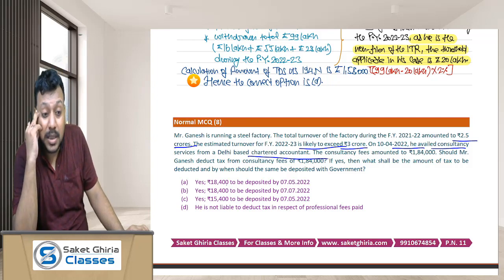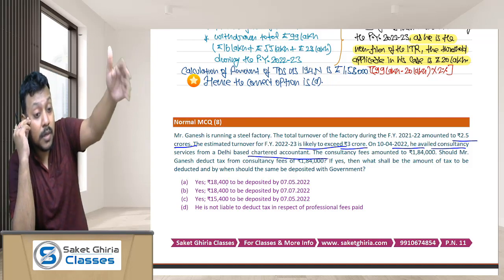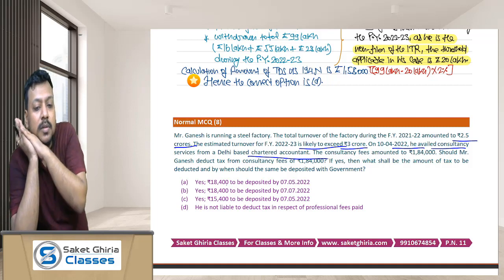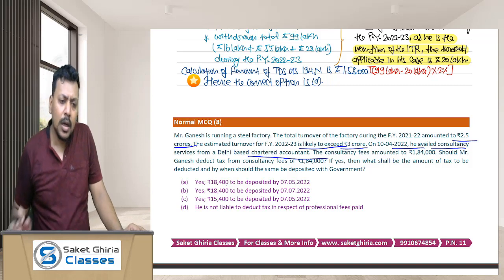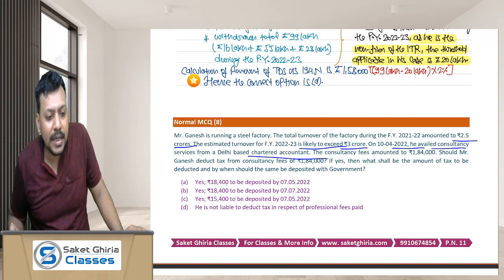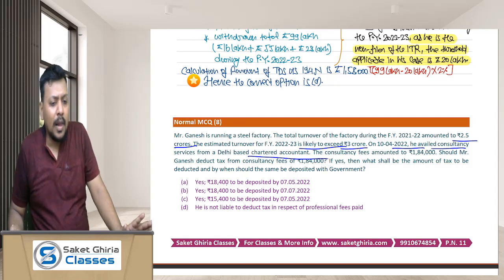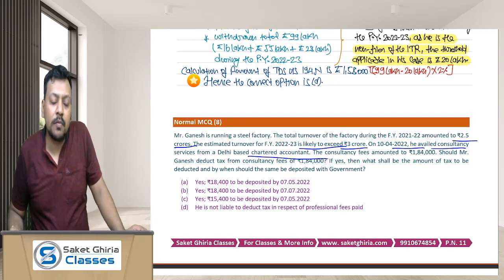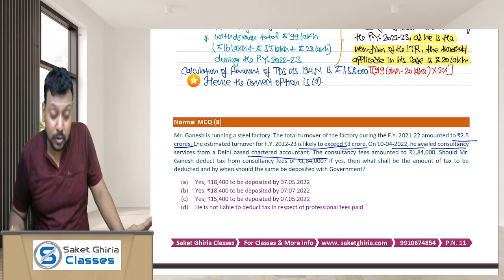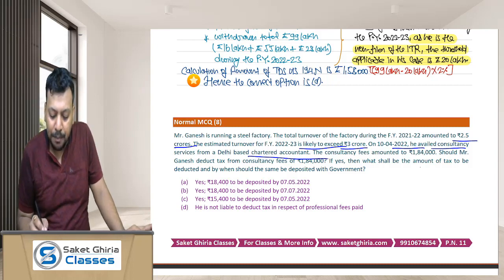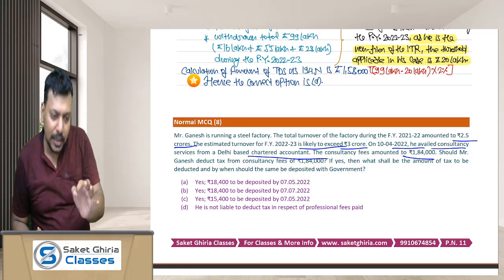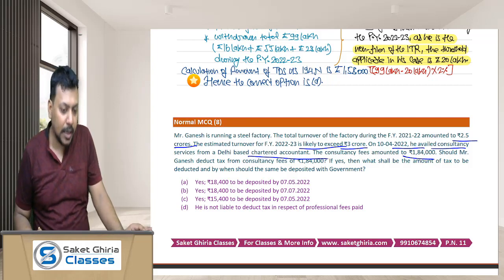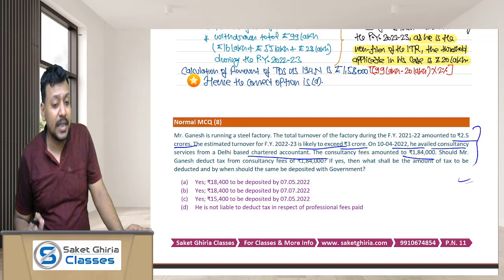But in this case, tell me, is the turnover of Mr. Ganesh exceeding rupees 1 crore? Yes sir, because his turnover in financial year 21-22 is rupees 3 crore, which is more than rupees 1 crore. Sorry, it is 2.5 crore, but still it is more than rupees 1 crore. So 194J applicability is very probable. For the applicability of 194J, the payment should exceed rupees 30,000, because the threshold is rupees 30,000, and you are paying rupees 1,84,000, so another hurdle is fulfilled. So while making the payment to the chartered accountant, you are required to deduct TDS under section 194J.